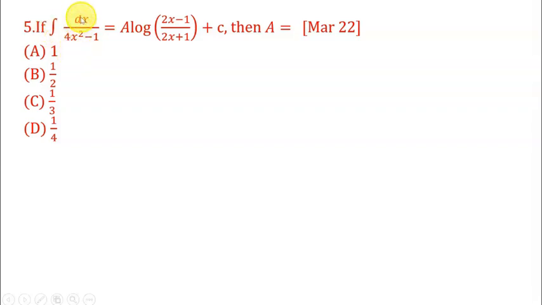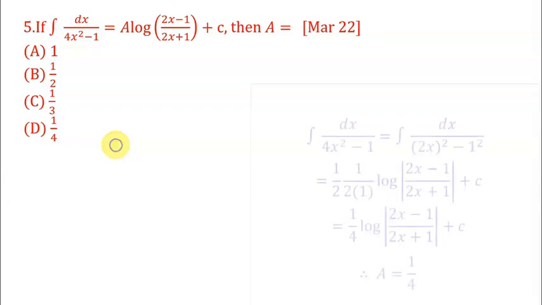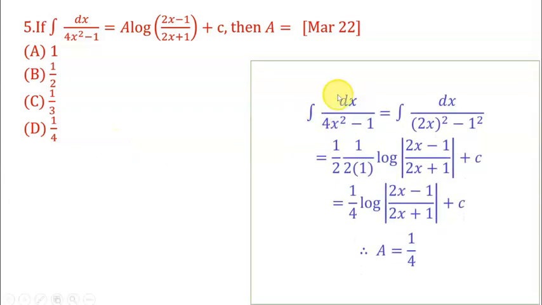If integral dx upon 4x square minus 1 is equals to a log of in bracket (2x minus 1) upon (2x plus 1) bracket complete plus c, then what is the value of a? Option A is 1, B is 1 upon 2, C is 1 by 3, and D is 1 by 4. Now let us solve this example. Integral dx upon 4x square minus 1 is equals to, now 4x square is a square of (2x) bracket square minus 1 square.